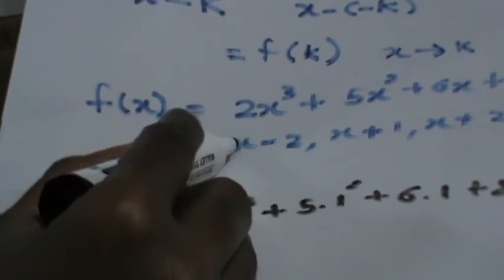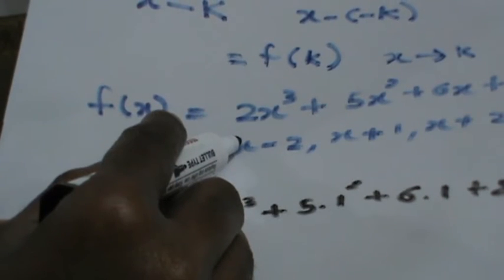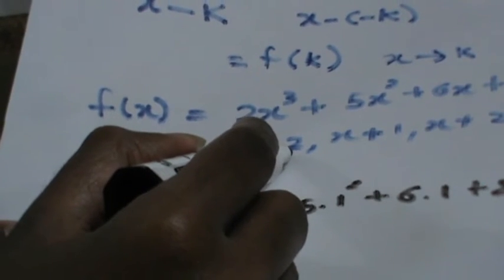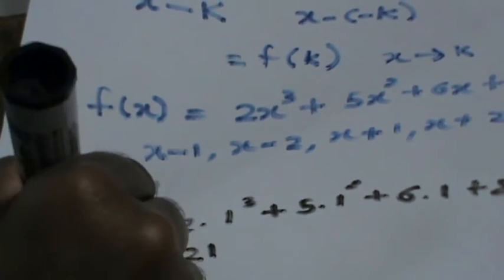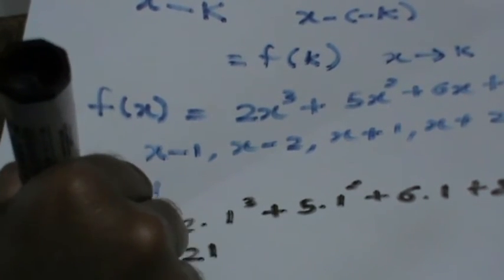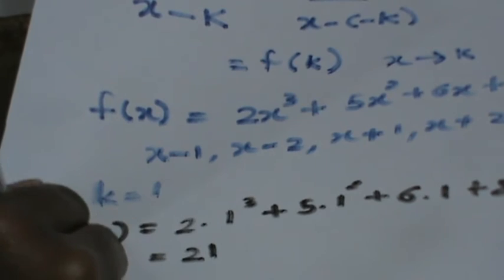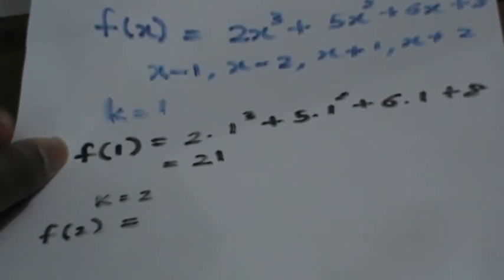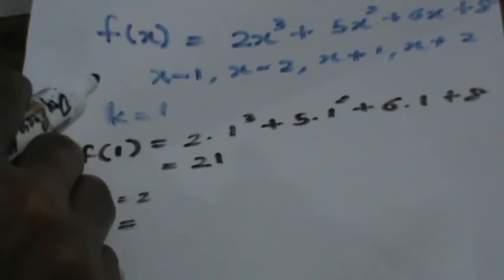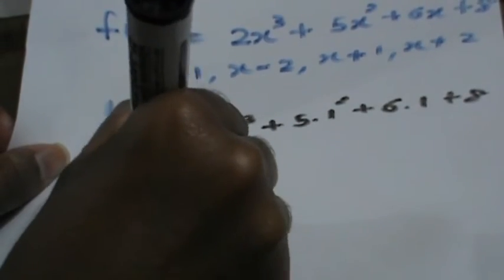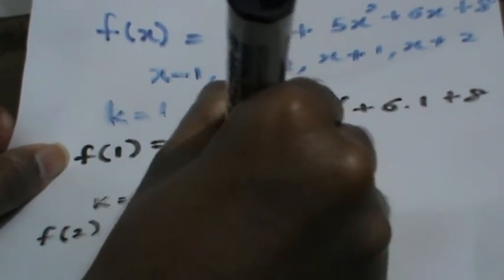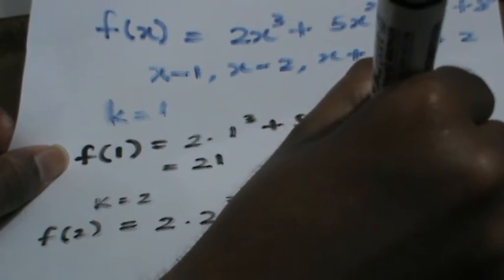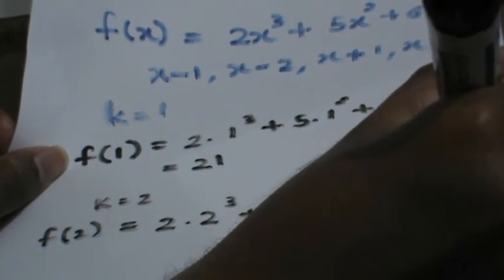So when I need to find the remainder for x minus 2, this is in the form of x minus k, where k is equal to 2. So k is equal to 2. When k is equal to 2, the remainder will be f(2). So f(2) is the substitution of 2 in place of x in this function f(x). So that will be 2 times 2 cubed plus 5 times 2 squared plus 6 times 2 plus 8.